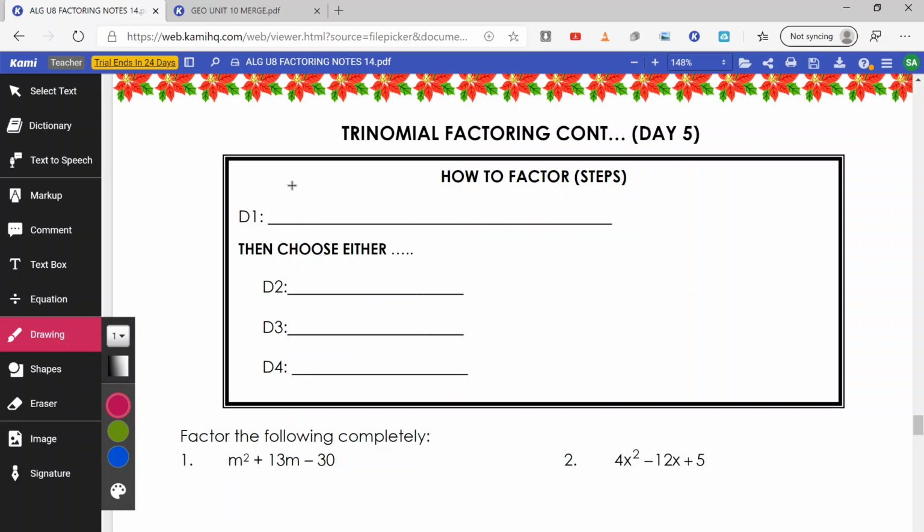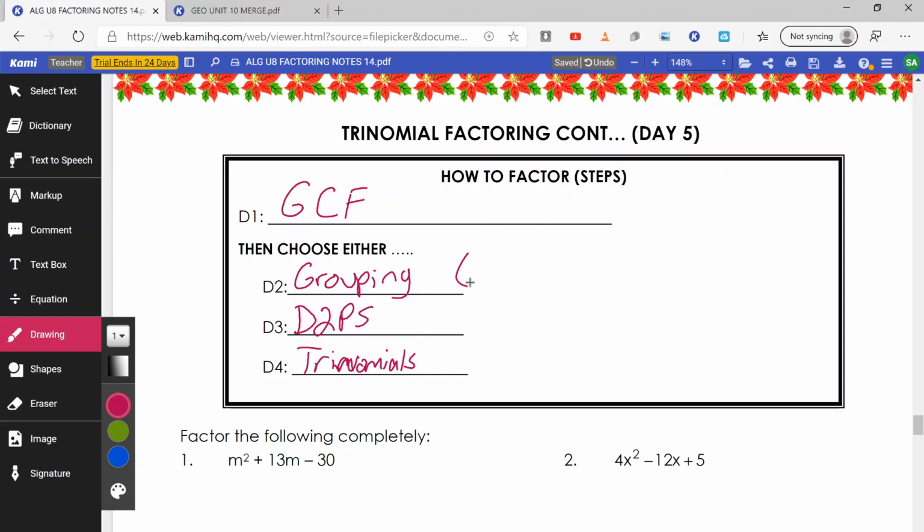Step 1, we need to see if we have any greatest common factor. If there is, we're going to divide it off. Then, based on the format of what we have left, we are either going to be dealing with grouping, difference of 2 perfect squares, or how to factor trinomials.